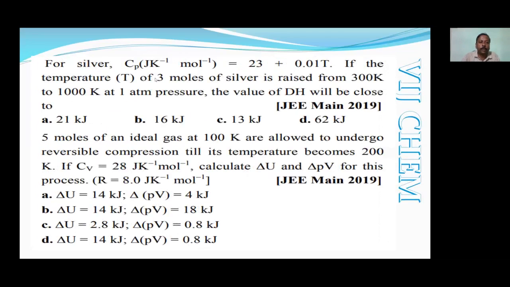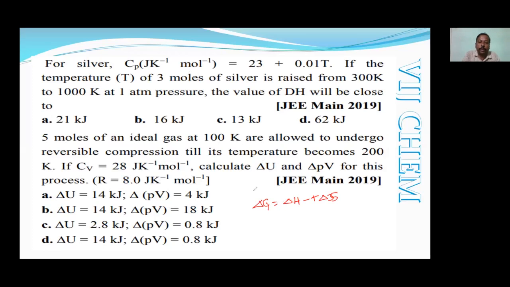Next, for silver, Cp in joule Kelvin inverse mole inverse is equal to this. This is the equation form. You have to convert it into the Helmholtz equation. Okay, so I am writing the Helmholtz equation: delta G is equal to delta H minus T delta S.